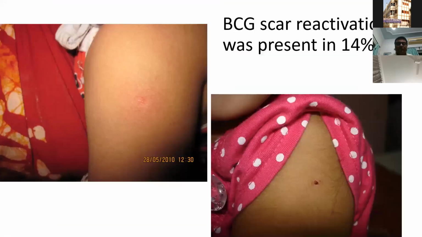So a child presenting with fever for some days, unexplained fever, always have a look at the BCG site, because if you come up with a BCG acceleration, this is almost pathognomonic of Kawasaki disease. So it is present in around 10 to 15% of the patients. And sometimes it can be quite distinct like over here, or it can be very subtle like over here. So remember that BCG scar reactivation is very pathognomonic of Kawasaki disease.